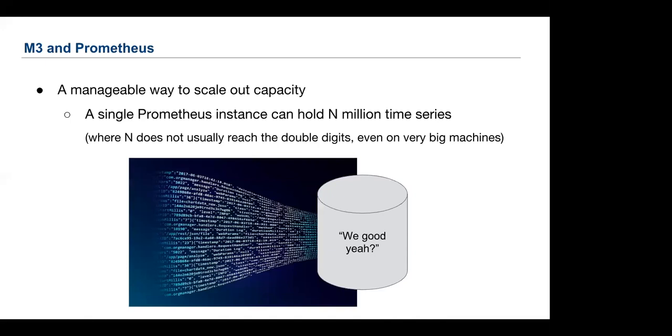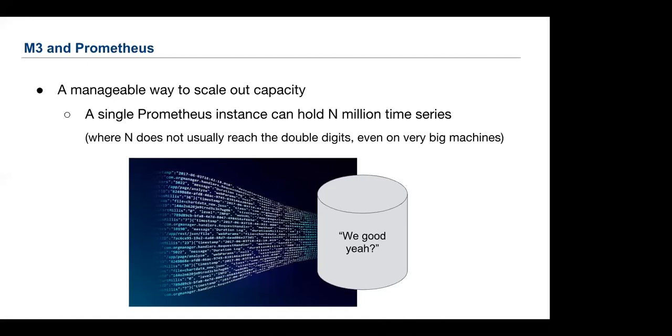So M3DB is like a cluster solution. You can add nodes, remove nodes from it. You don't have to do manual sharding of your data and things like that. However, you still have this kind of a single node Prometheus bottleneck. So a single instance, no matter how efficient you make it, can hold up to, let's say, n million time series. And n is usually a very small number. It can't be hundreds of millions, for example. It's a very small single number, even on very big machines.